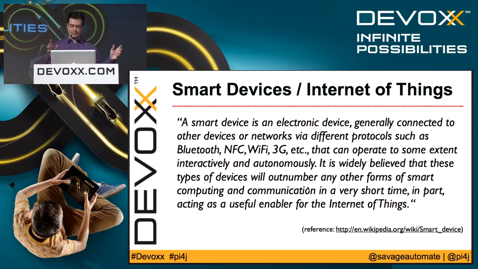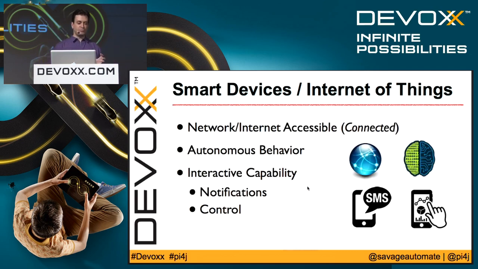We all know what smart devices are and the Internet of Things, the big buzzword these days. But let's break it down to just a few simple things of what we recognize as a smart device. Well, first and foremost, it has to be connected. We've got to have some kind of internet access or network capability to work with this device.